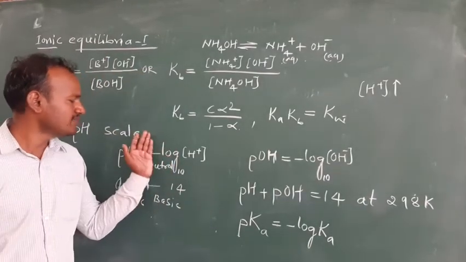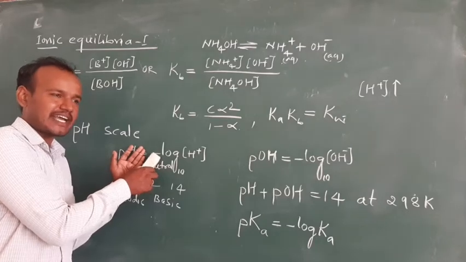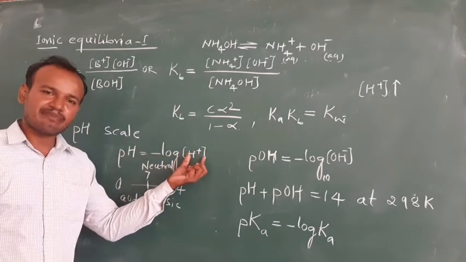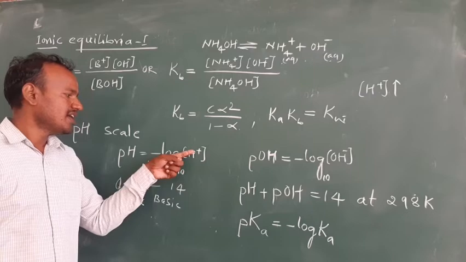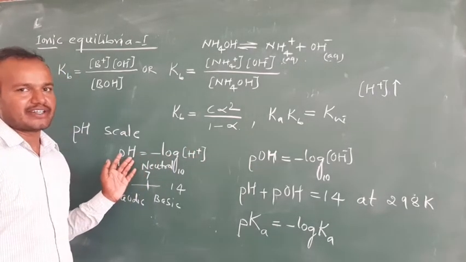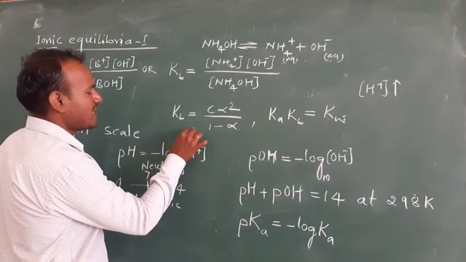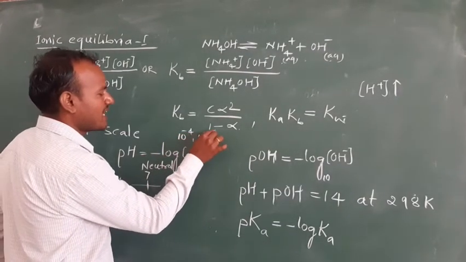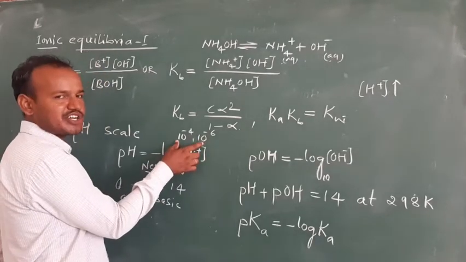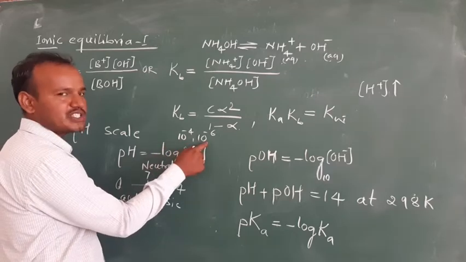Just look at this one, log of a higher value, but outside we have a minus sign. It means whenever the concentration of H plus ion is less, that less value, with this minus, becomes higher. Say for example, one is 10 to the minus 4, another one is 10 to the minus 6. These are the molar concentrations of H plus ion. Among these, this is the higher value, this is the lower value.